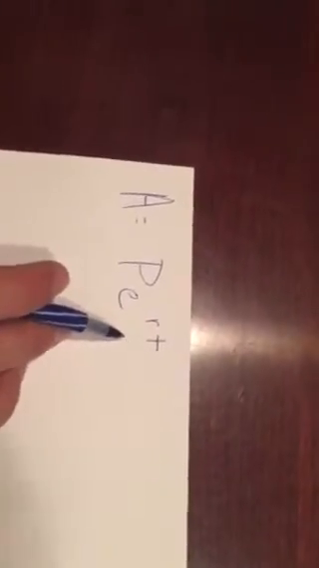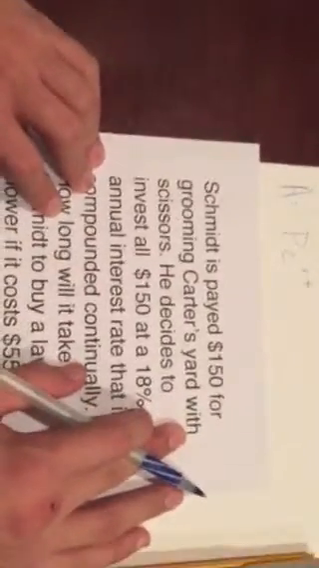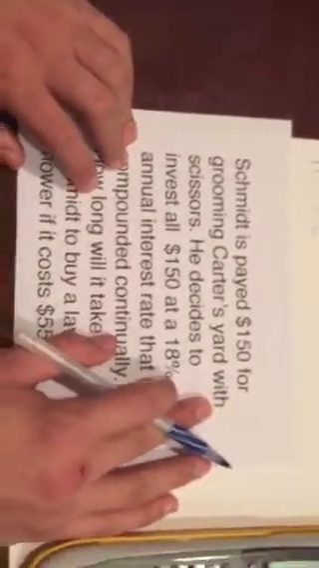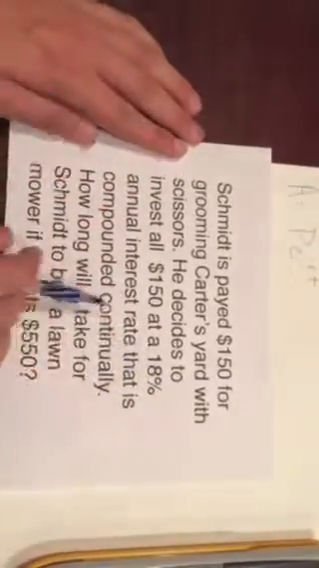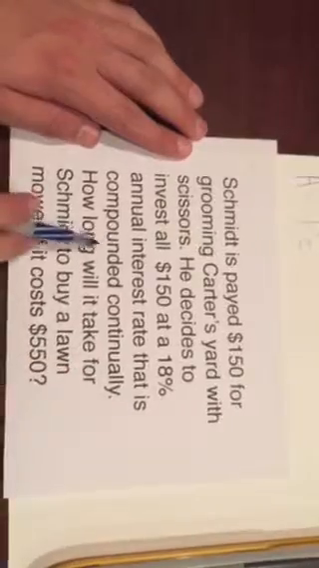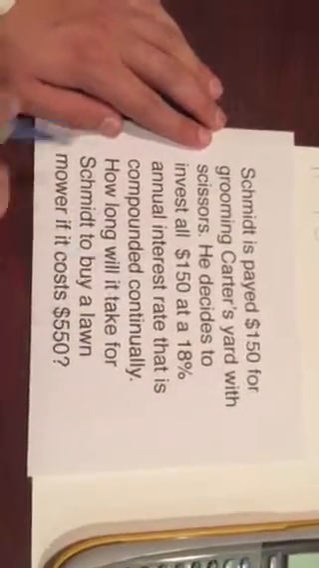Schmidt is paid $150 for grooming Carter's yard with scissors. He decides to invest all $150 at an 18% annual interest rate that is compounded continually. How long will it take for Schmidt to buy a lawnmower if it costs $550?